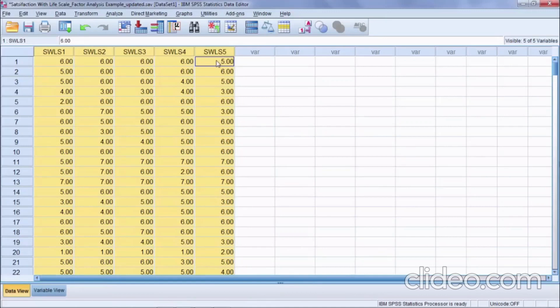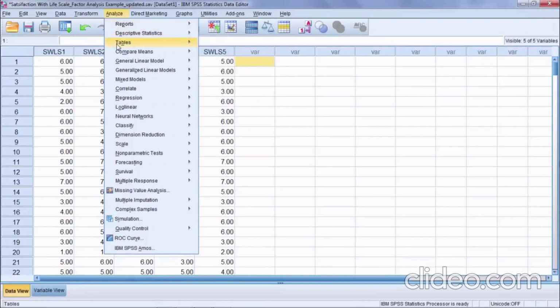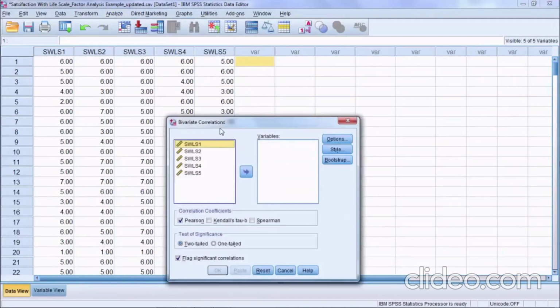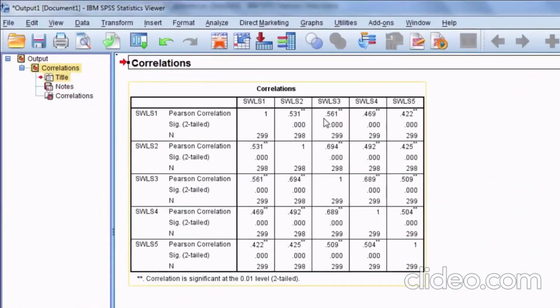So let's go ahead and start by running a correlation matrix, and what we'll do here is go to Analyze, and then Correlate, and then Bivariate, and then we'll move these five variables over. All of them, and then we click OK, and here we notice we get the correlation matrix of SWLS1 through SWLS5. So these are all the intercorrelations that we have here.